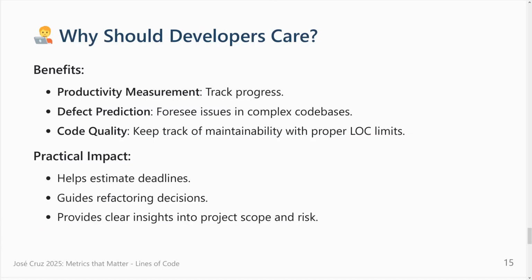So why should developers care about this? Benefits: productivity measurement. You can track progress. I think you understand this by now. Defect prediction: foresee issues in complex code bases. We saw even formulas about this. Code quality: keep track of maintainability with proper lines of code limits, because if you count lines of code, you can create a kind of alert system that counts. You can put a tool that every time there is a commit or something counts the number of lines.